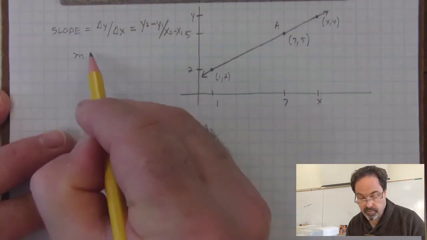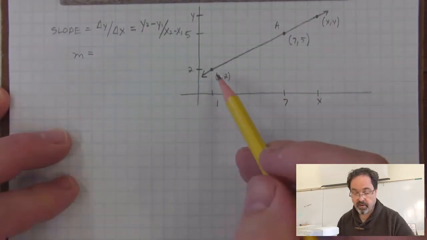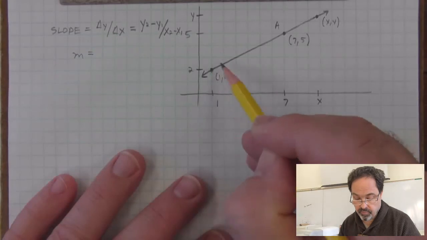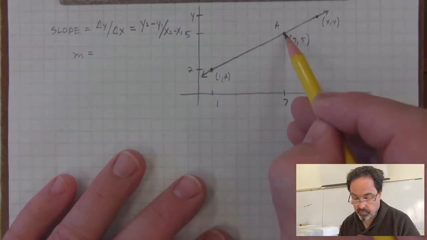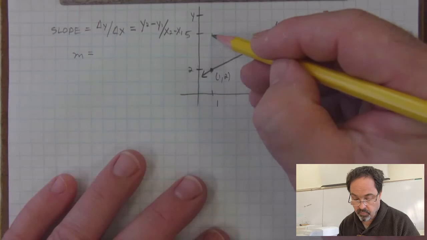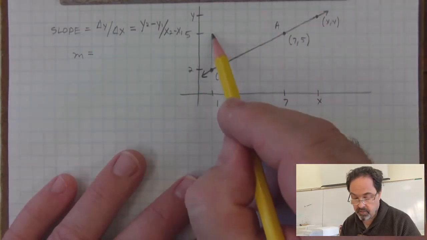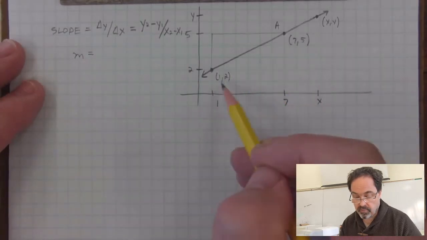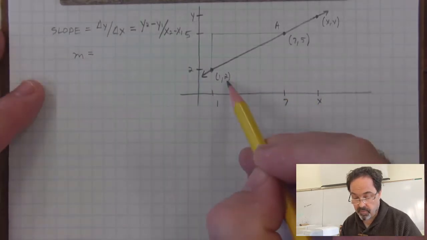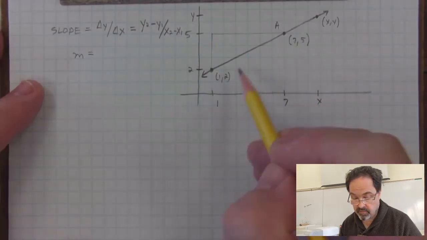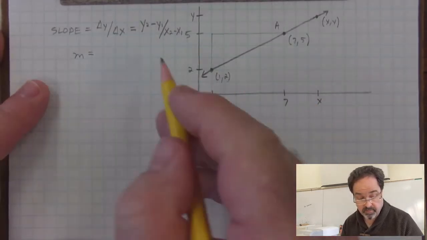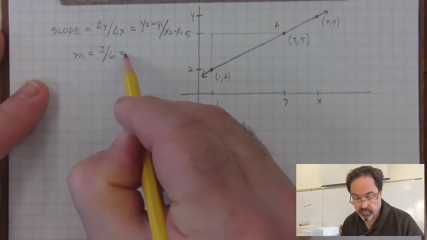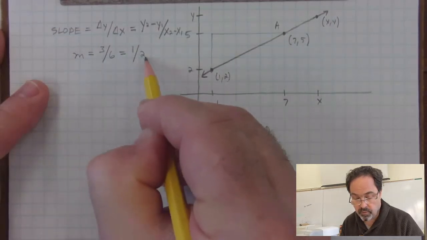The slope of this line, since we have the graph, we could observe the rise and the run. In order to go from this point 1, 2 to point A at 7, 5, we rise by positive 3 and run by positive 6. I could use the coordinates of this point to calculate 5 minus 2 is the rise 3 and 7 minus 1 is the run of 6. In either case, we have a slope of 3 over 6, which we could reduce to 1/2.